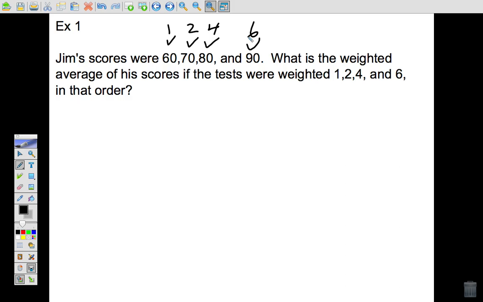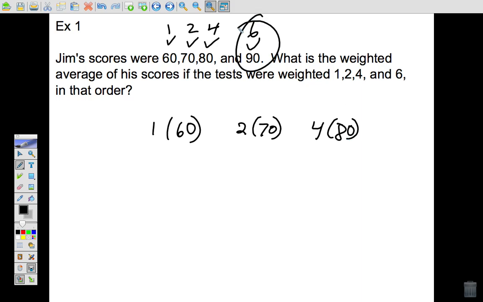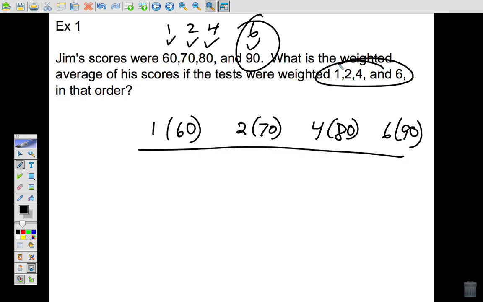All right, so the first test is weighted at 1, so that's 1 times 60. So it's just a normal test. And then the second test is doubled, or a weight of 2. And then the third test, it's worth 4 times as much as a normal test. So 4 times 80. And finally, the last test is 6 times a normal test. So 6 times 90. Now, what's the total of the weights? We'll add those up, and we get 13.